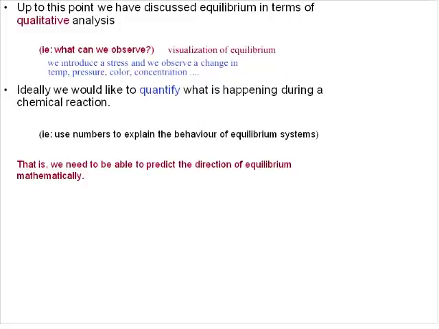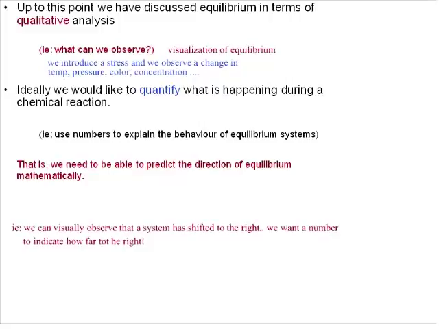So what we want to be able to do is predict the equilibrium mathematically. And once we mathematically put a number on equilibrium, there's no argument as to how far one way or the other the equilibrium has shifted. So we can easily see that we've just witnessed a color change. All right, how much is that color change? How far to the right has it shifted? We want to be able to put a number on how far we've gone.